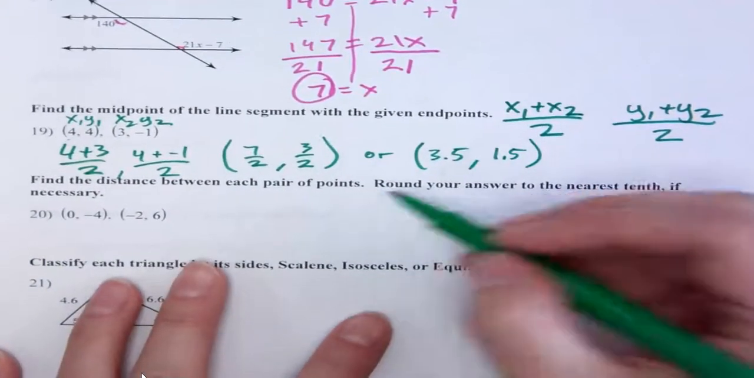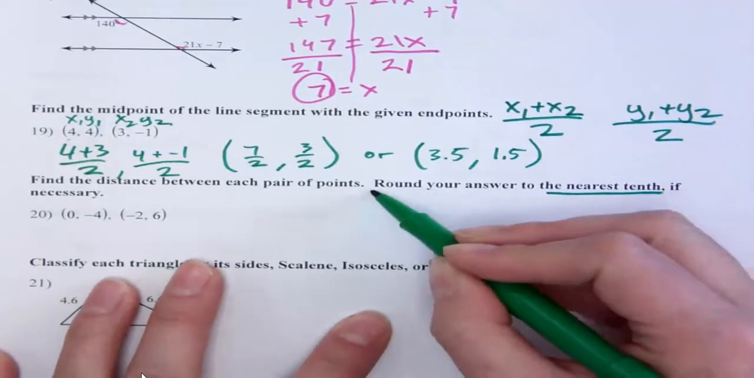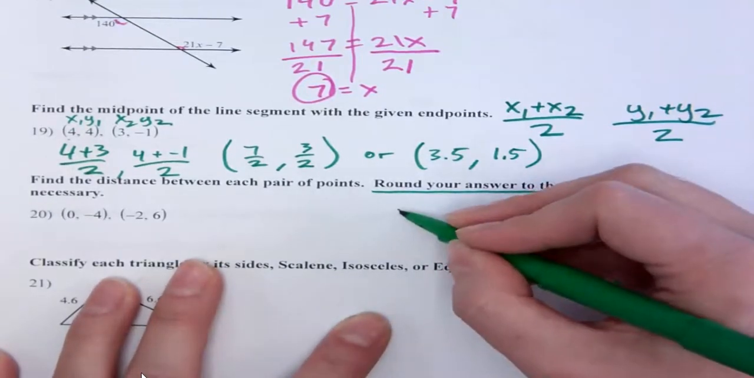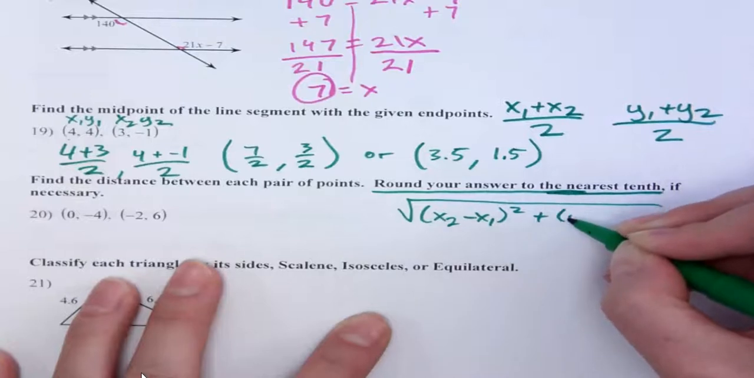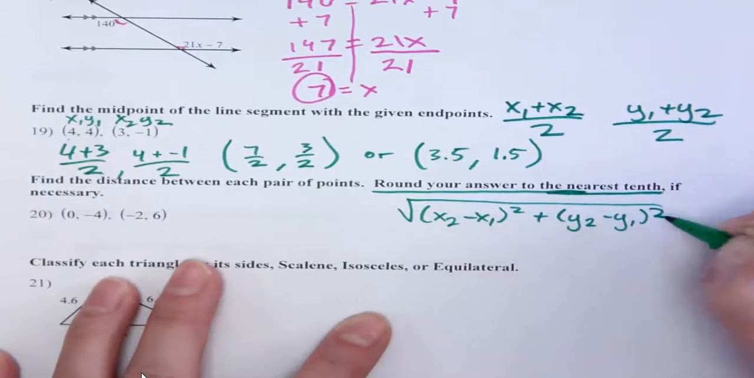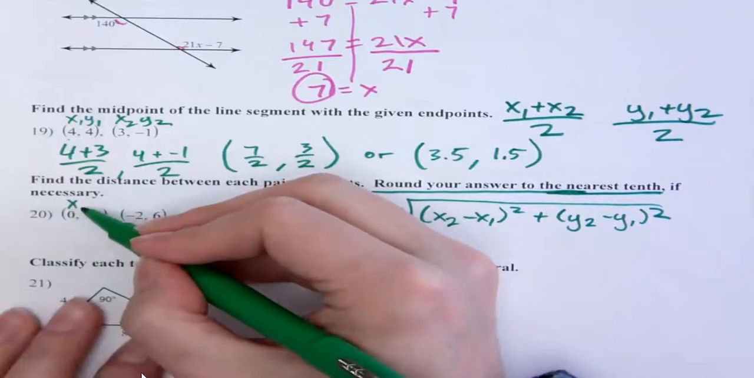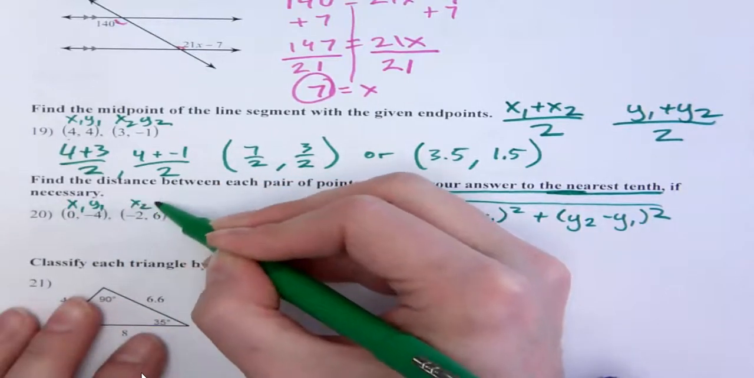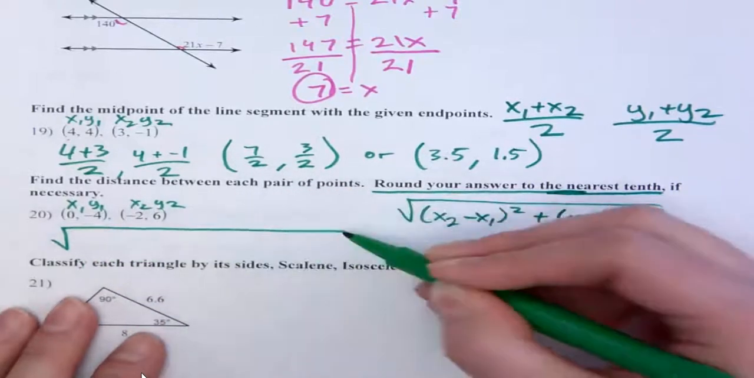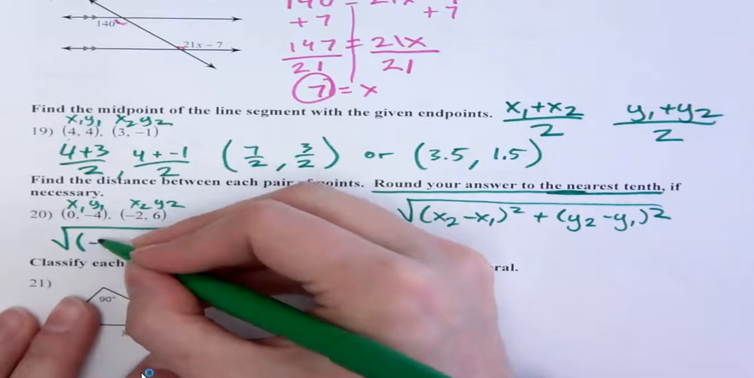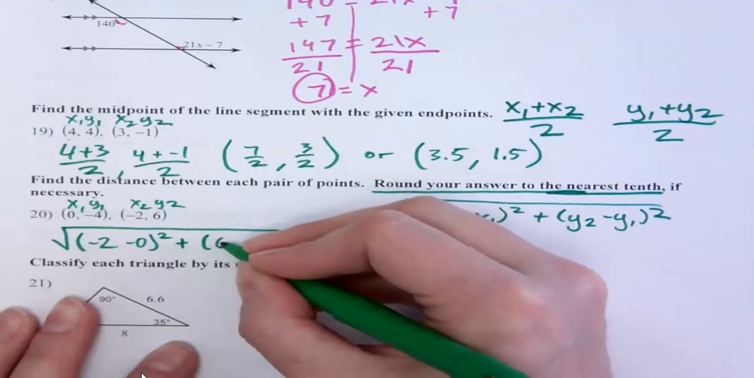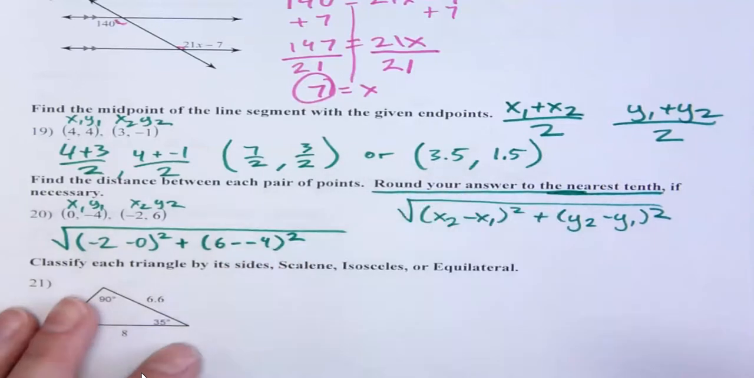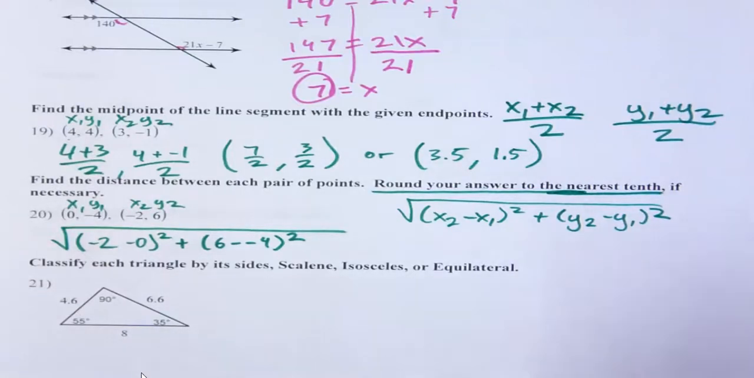Alright, distance formula. This time it asks us to round our answer to the nearest tenth. So our distance formula is the square root of x2 minus x1 squared plus y2 minus y1 squared. And so again I label. And then I set up negative 2 minus 0 squared plus 6 minus negative 4 squared. I can simplify it from there, or I can choose to type it straight into my calculator.